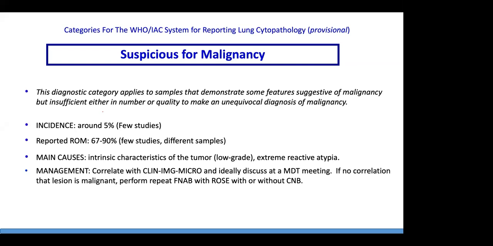The main causes could be the intrinsic characteristics of the tumor, or extreme reactive atypia, or a problem in the sampling, and you have very few cells. We need to correlate with the clinical, imaging and microbiology, and all these cases should be discussed with the clinicians. Because if there is no correlation, that lesion is malignant, we need to repeat FNA, especially with or without core needle biopsy.